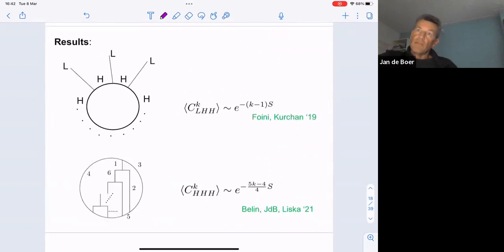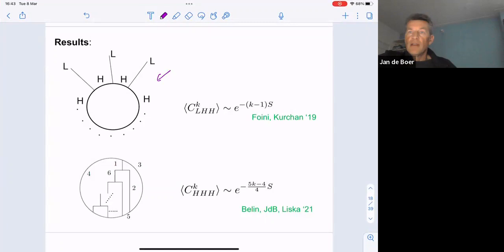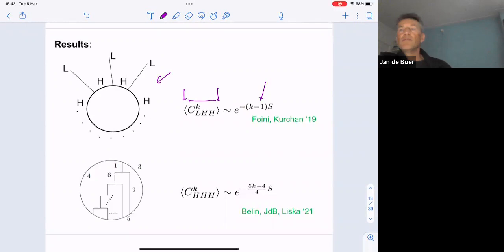By looking at n-point functions of light operators at finite temperature, which have this kind of diagrammatic representation in terms of OPE coefficients, one finds that these brackets indicate that a certain coarse graining is taking place. I could also have written an overline. That means that if you take the kth power of a light-heavy OPE coefficient and do a suitable coarse graining of the heavy indices, it will scale like e to the minus (k minus 1) times S, which was in fact a result written down by Fooni and Kraus in 2019.